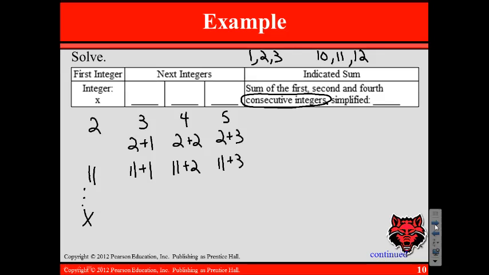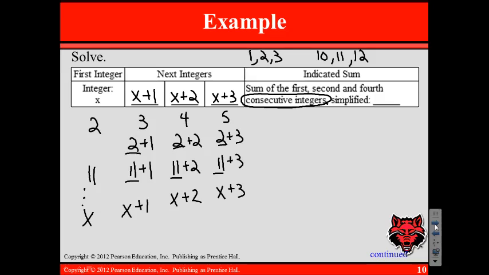Following the same pattern we used with 2 and with 11, we're going to use x and add 1, and then use x and add 2, and then use x and add 3. And we'll continue to add 1 each time to get to the next consecutive integer. So as we fill in the blank, if our first consecutive integer is x, the next consecutive integer is x plus 1, and then x plus 2, and then x plus 3. We've now filled in for the first 4 consecutive integers, starting with x.